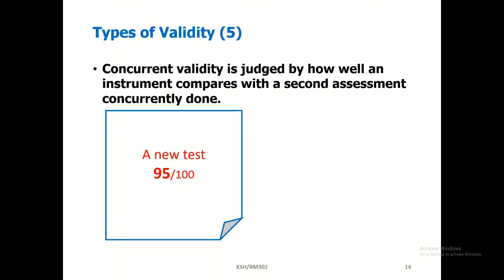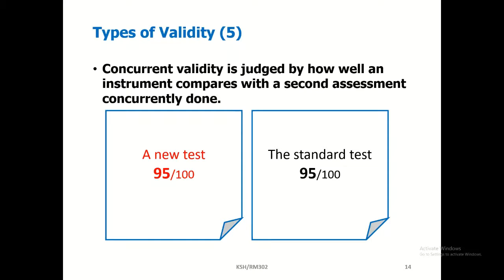For example, we developed a proficiency test. We then administered the test and obtained an average score of roughly 95 out of 100. After a short enough interval, we administered to the same students a standard test, which had been found to be valid. And the average score is around 95. Because the standard test is valid, and because our new test also yielded similar results, we can conclude that the new test is as valid as the standard one. Simply put, these two tests are valid at the same time, concurrent validity.